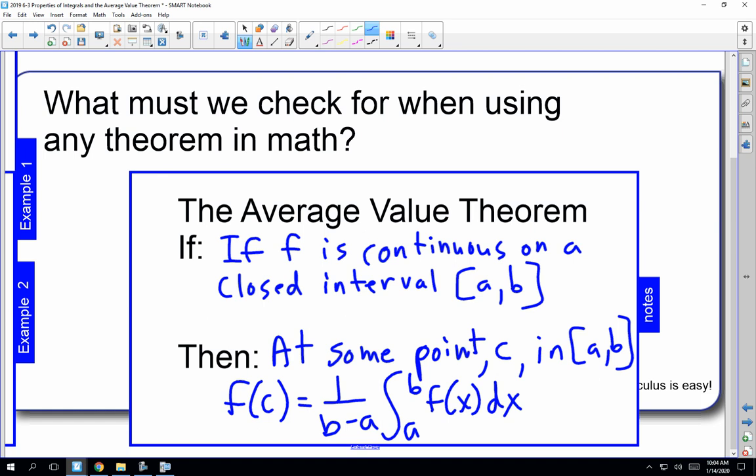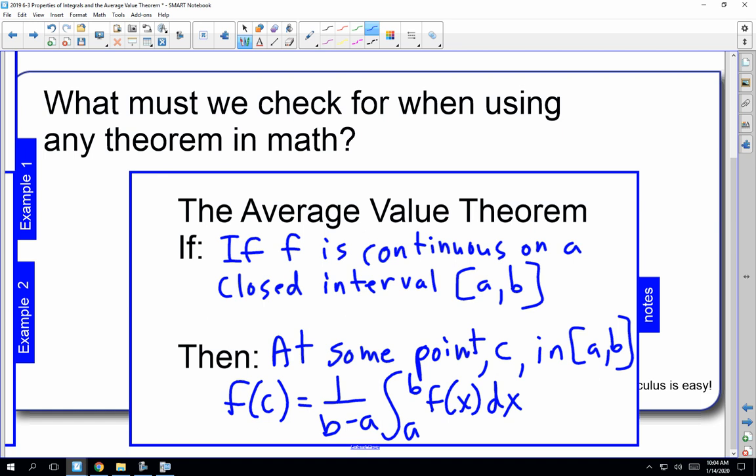There is a point C between A and B on a continuous function where the instantaneous rate of change, f prime of C, equals the average rate of change, which is f of b minus f of a over b minus a. So that's the mean value theorem. Now this is the average value theorem for integrals. Some point C in AB, f of c equals 1 over b minus a, the integral from a to b of f of x dx.